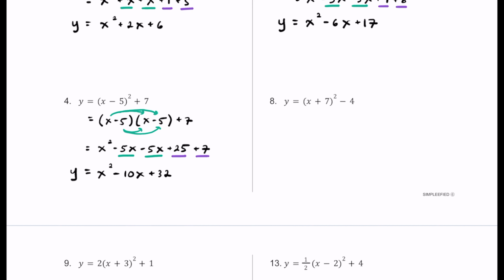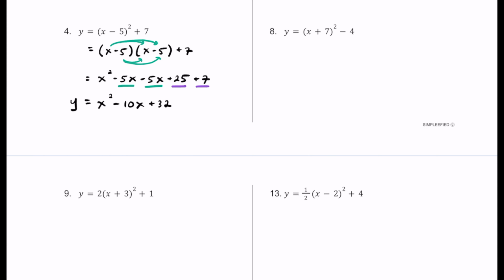For number 8 here, let's go ahead and see if we can write this equation of y is equal to x plus 7 squared minus 4 in standard form. So let's go ahead and expand this. This is going to be x plus 7 multiplied by x plus 7.